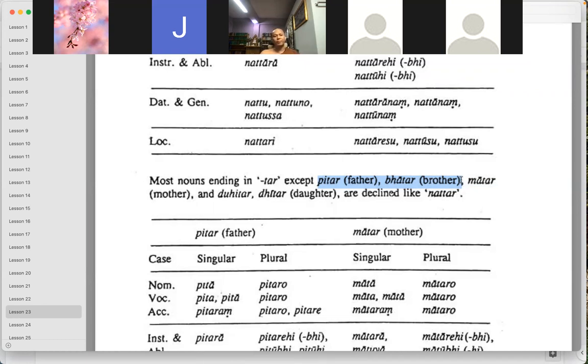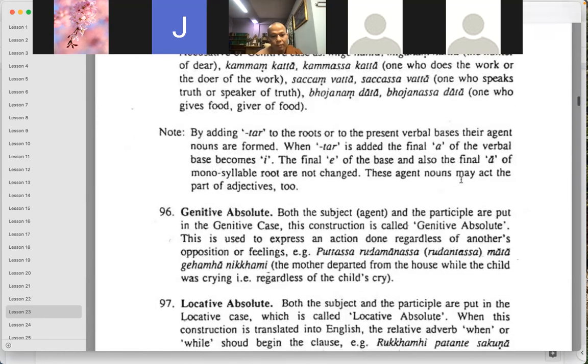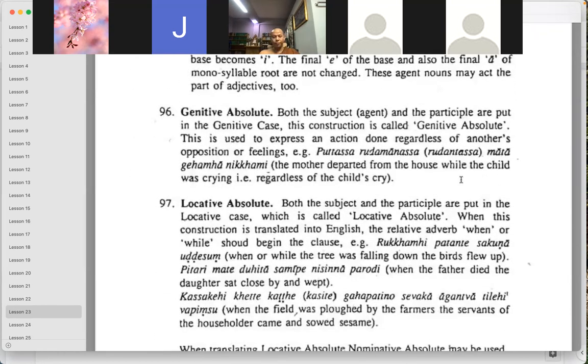And for items 96 and 97, Bante, about the genitive absolute and locative absolute, I take an example in English: the mother departed from the house while the child was crying. If we look at the English sentence and translate it into Pali, how can we know it belongs to the genitive absolute? Is it because it has the word while here? No, because the child belongs to the mother, Bante. Okay, so here you see, that is fine.